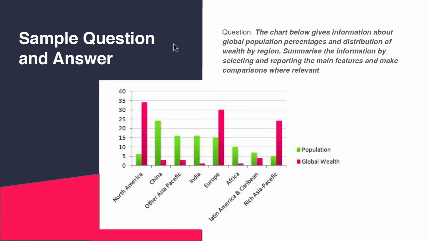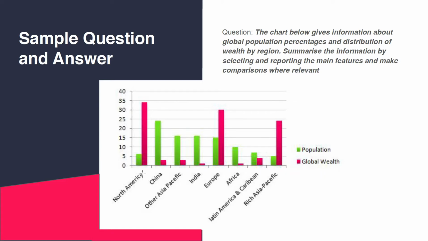Here's a sample question, and this came up in February 2019. It tells us that the chart below gives information about global population percentages and distribution of wealth by region. Summarize the information by selecting and reporting the main features and make comparisons where relevant. So if we look at the graph we've been given, we notice we have 8 regions along this axis, and we've got percentages going up on that side. And for each region we have 2 bars.